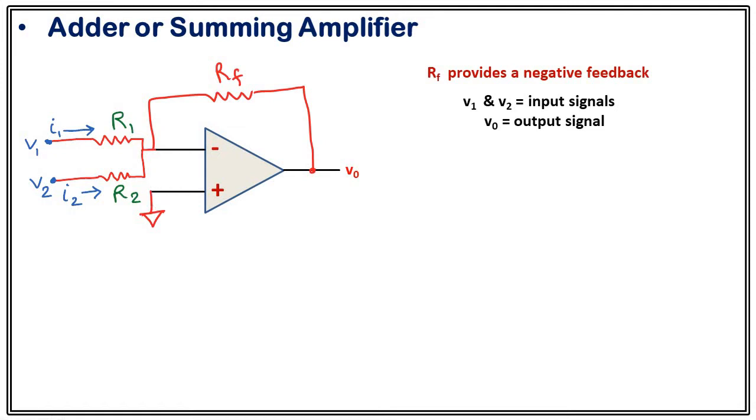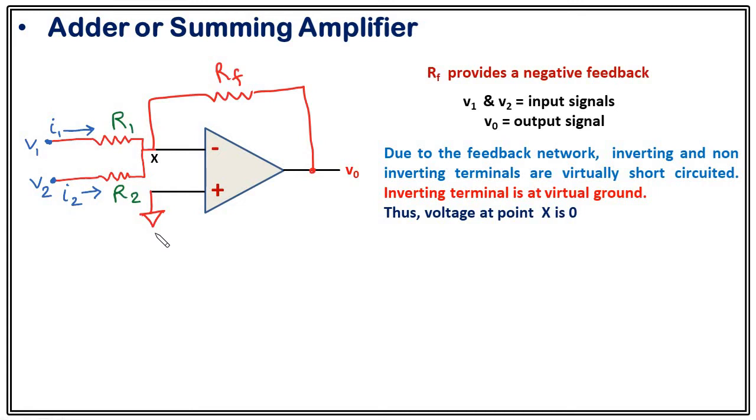The non-inverting terminal is grounded. This is sometimes also called an inverting adder amplifier because the voltages are provided to the inverting terminal and the non-inverting terminal is grounded. Now, as we know the concept of virtual ground, or virtual short circuit between the inverting and non-inverting terminals, we can say that the voltage at point X, that is the voltage at the inverting terminal, will be 0 because the inverting terminal is at virtual ground as the non-inverting terminal is grounded.